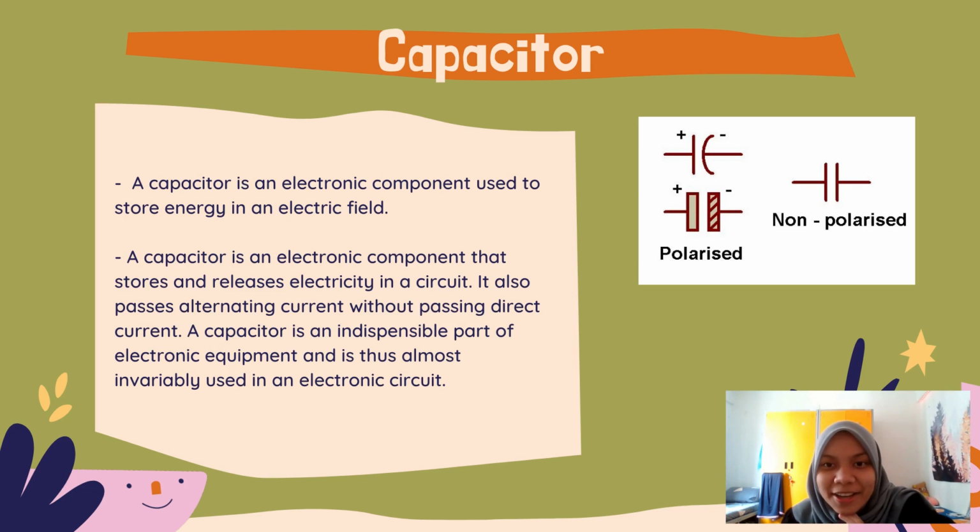Next is capacitor. Capacitor is an electronic component used to store energy in an electric field. A capacitor is an electronic component that stores and releases electricity in a circuit. It also passes alternating current without passing direct current. A capacitor is an indispensable part of electronic equipment, and it is almost invariably used in an electronic circuit.